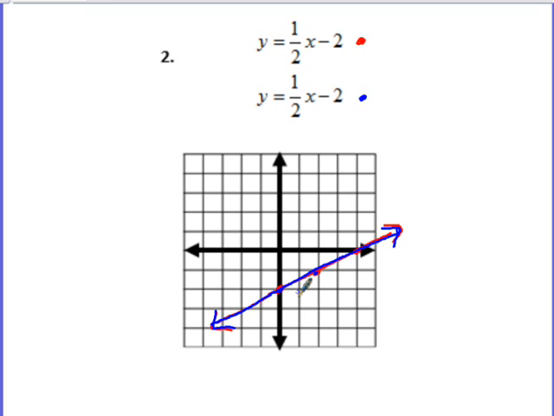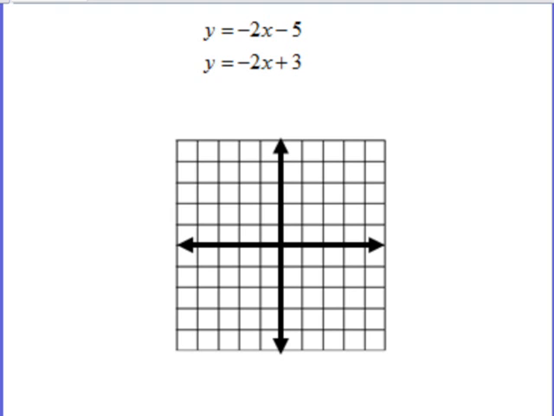Alright, which means that every single point on the line is a solution for both equations. So I say this has infinite solutions. It wouldn't matter what point I plugged in, if it makes this equation true, it's also going to make the second one true.